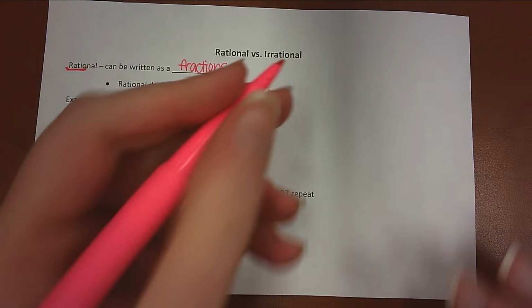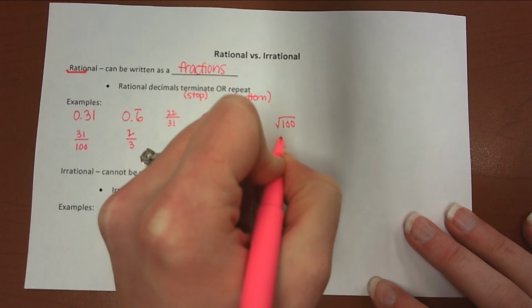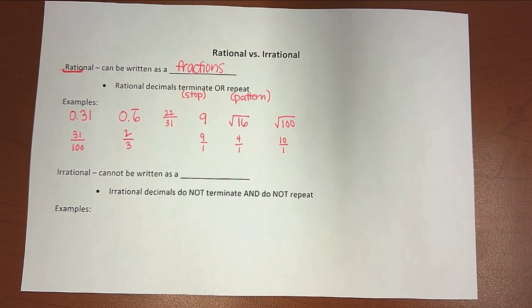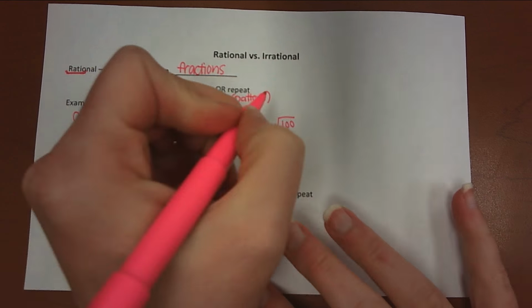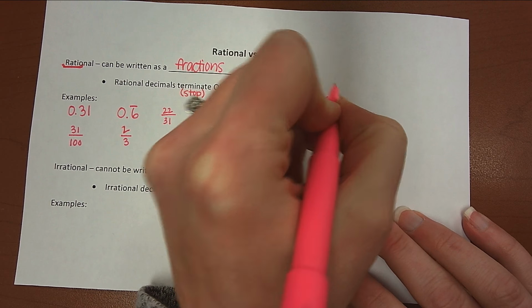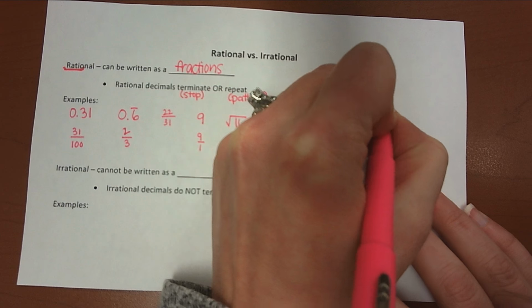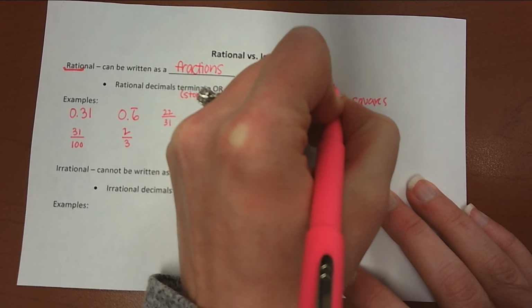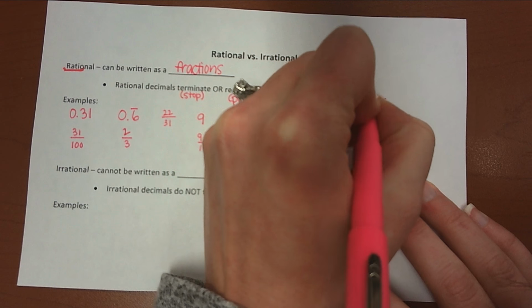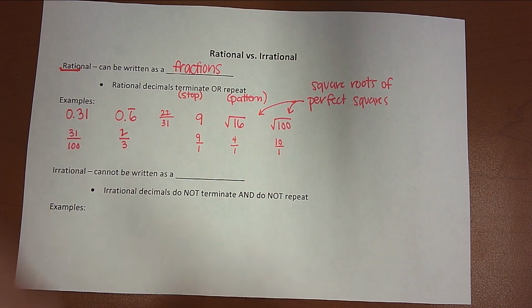Another square root could be the square root of 100, because we know that the square root of 100 is 10, and to write 10 as a fraction could be 10 over 1. So square roots of perfect squares, those are the numbers that have a whole number answer, are rational.